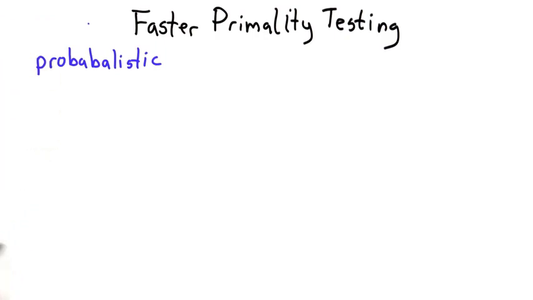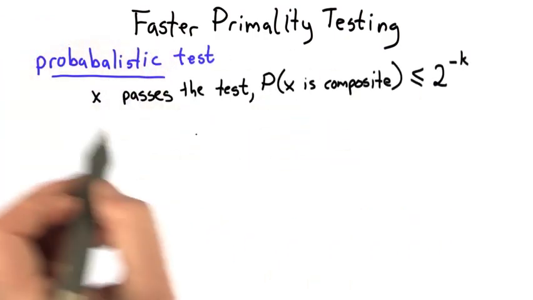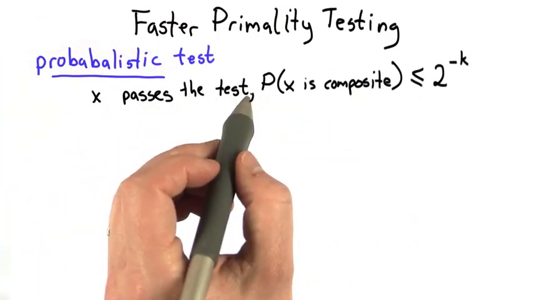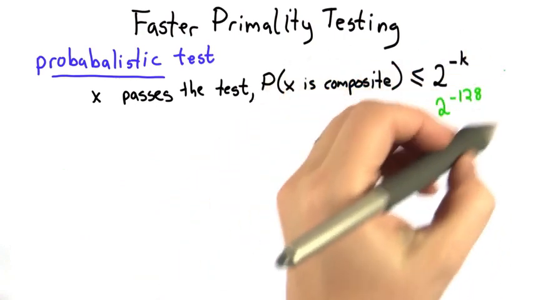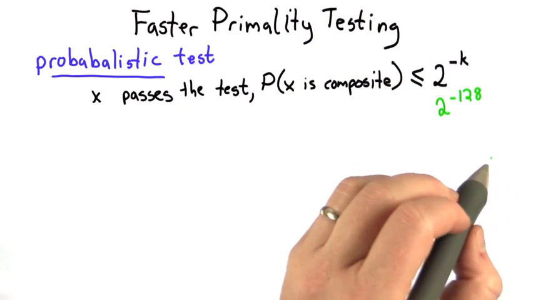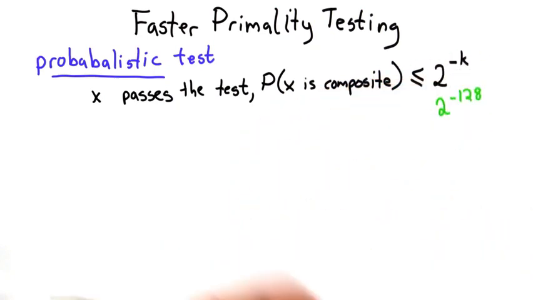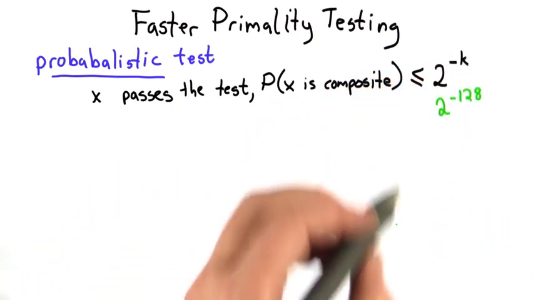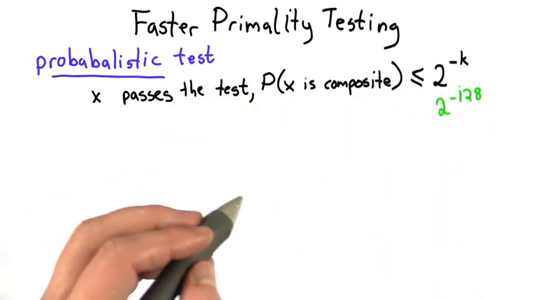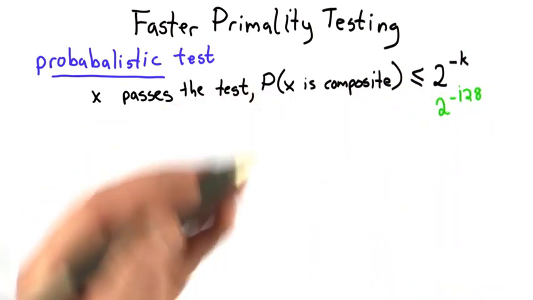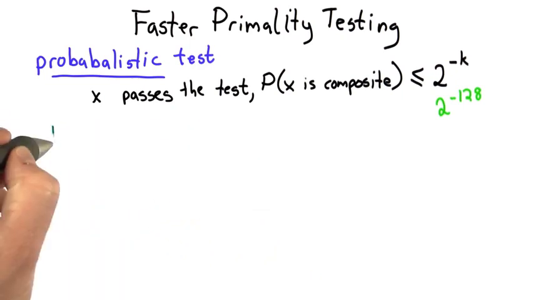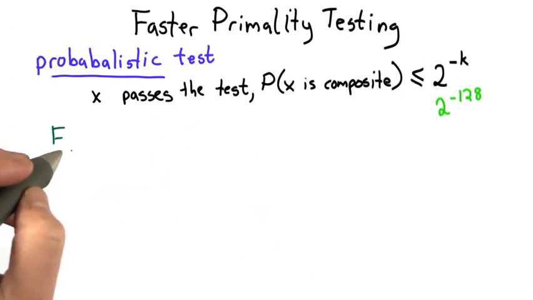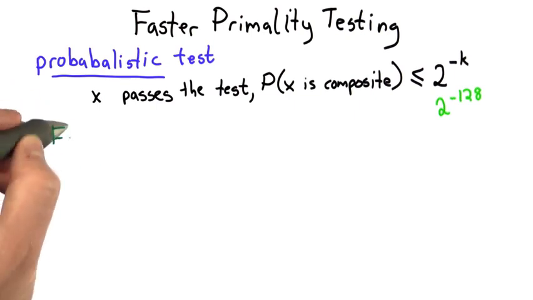And what we're going to use is a probabilistic test. And that means if some number x passes the test, the probability that x is composite is less than some value. And we're going to use probabilities like 2 to the negative 128. This is certainly low enough for most uses in cryptography. One way to think about that is if the key size is 128 bits, we already have that probability that someone would randomly guess that key correctly. So the main basis of probabilistic primality tests is properties of prime numbers.